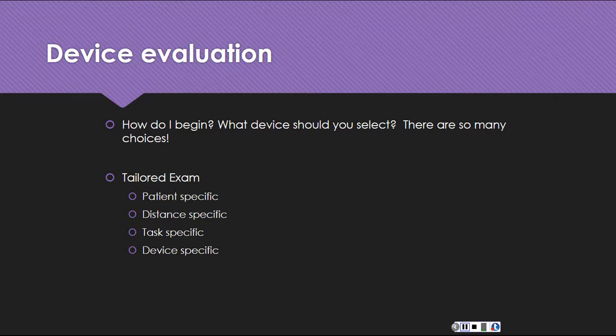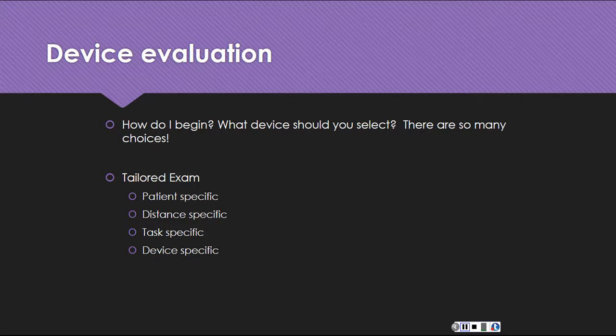So when we get to device evaluation, it's really difficult initially to know what kind of device to pick because there are a lot of devices out there. You want to go back to your exam and make sure you tailor it for your patient. Any device you're looking at is going to be specific for your patient. The distance they need to work at: somebody who's going to be using the computer isn't going to need a distance device. We're going to make sure we have something that fits that patient's needs. Task specifics: that's why we have to have a goal that's really specific and on point, to make sure we have something that's going to fit that patient-specific task.